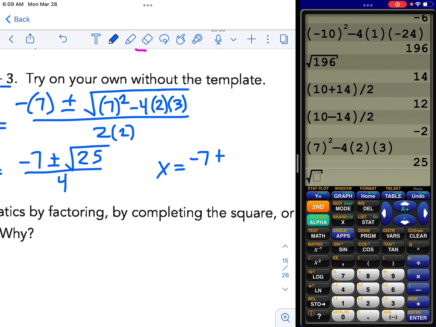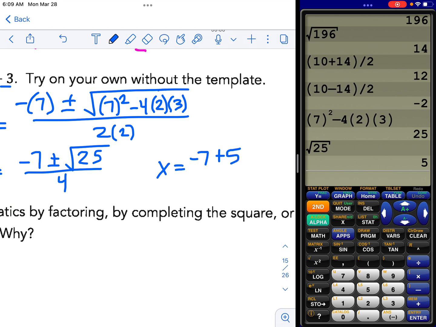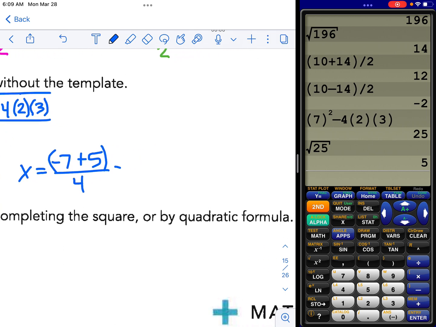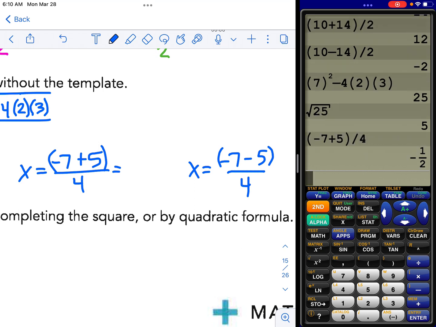If you don't know it, go ahead and quickly type it into your calculator. If you are trying to do this without a calculator, just think in your head what number times itself equals 25, right? And we get 5. So minus 7 plus 5 over 4 is the first solution. And then the second solution is minus 7 minus 5 over 4. And then we can put those in. Minus 7 plus 5 divided by 4 is going to give us a decimal, right? It's going to give us a negative 1/2, right? The top is negative 2. It could also be negative 0.5.